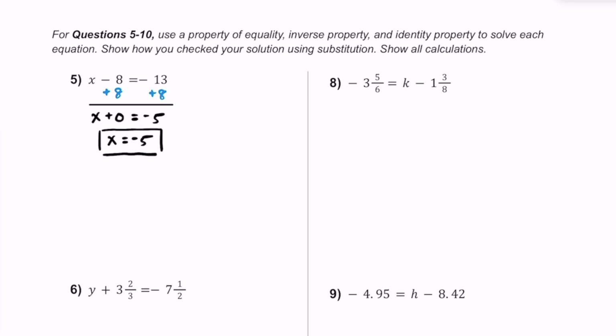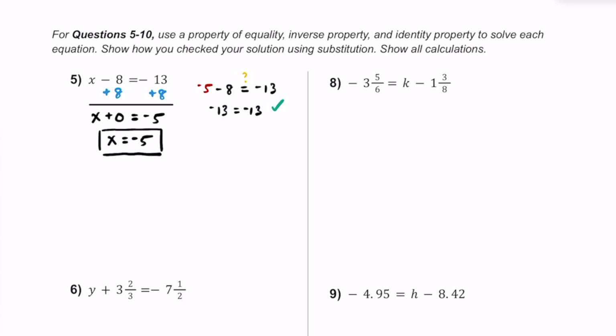So this would be our solution, but it does say to show that we checked our solution as well, right? So substituting in our answer of what we think is true, let's say negative 5 minus 8. Let's see if that is potentially equal to this negative 13. Right, so negative 5 minus 8, that's negative 5 plus negative 8, that is negative 13. So if negative 13 does equal negative 13, that means we must have done a good job here.